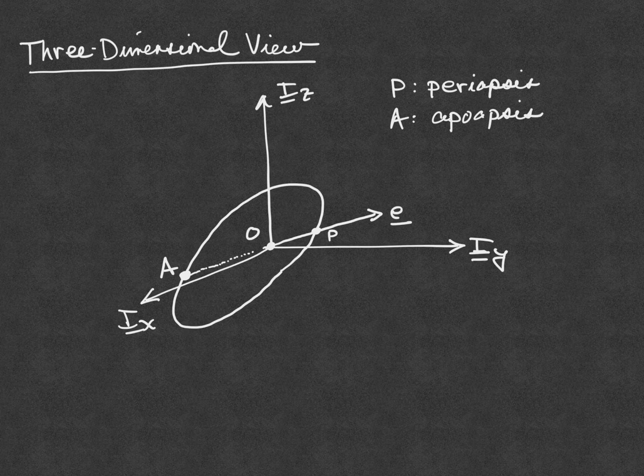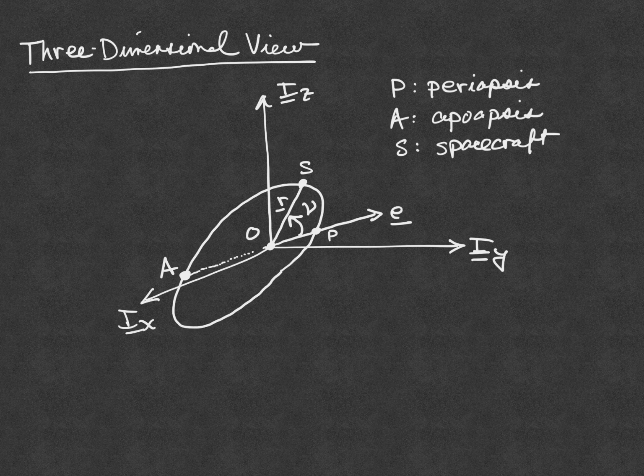And the spacecraft is located somewhere on this orbit. So here's the spacecraft, that's S. And then the angle between E and the position of the spacecraft, which is R, is nu. But we need more than that. We need all these other orbital elements.